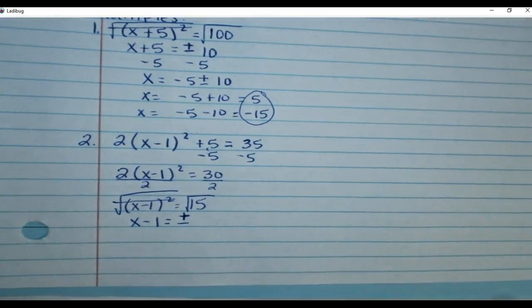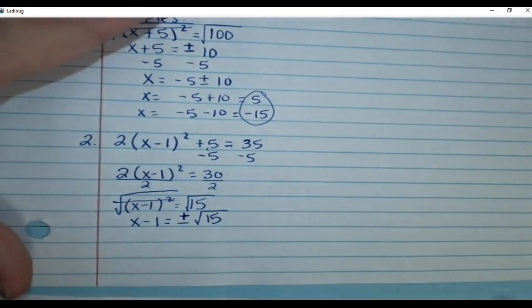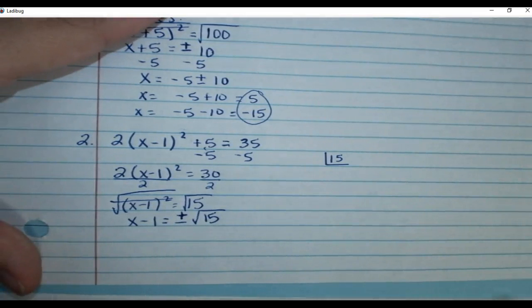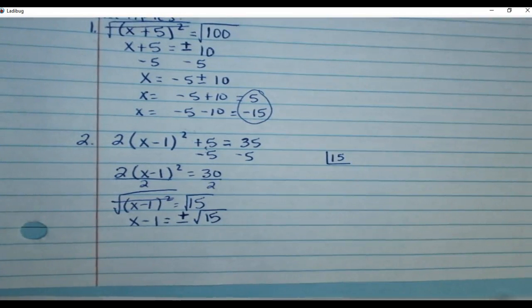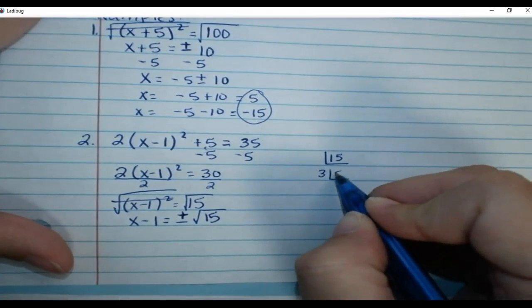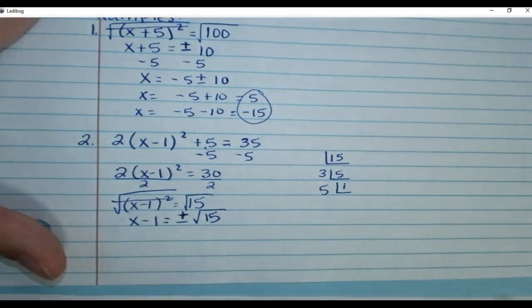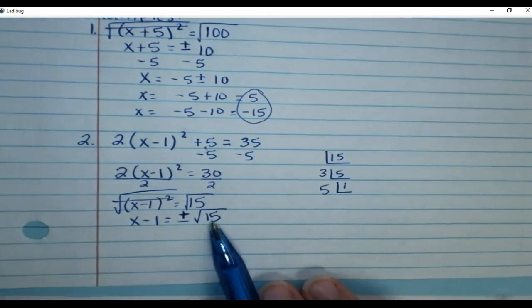Do I know the square root of 15? So it's not a perfect square. If we want to try to break it down, we can. So 2 doesn't go into it, but what does? 3. So 3 and 5, good. And then 5 itself is prime. So do I have any pairs? No. So then it just stays the square root of 15. Okay.